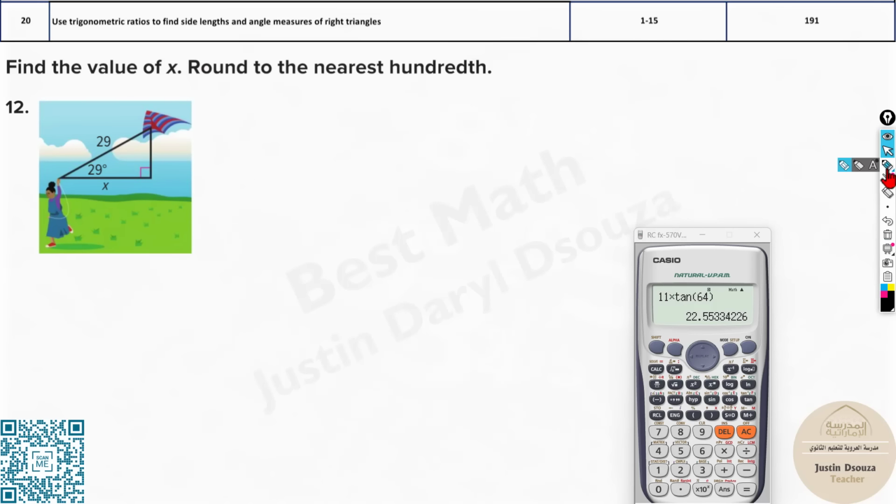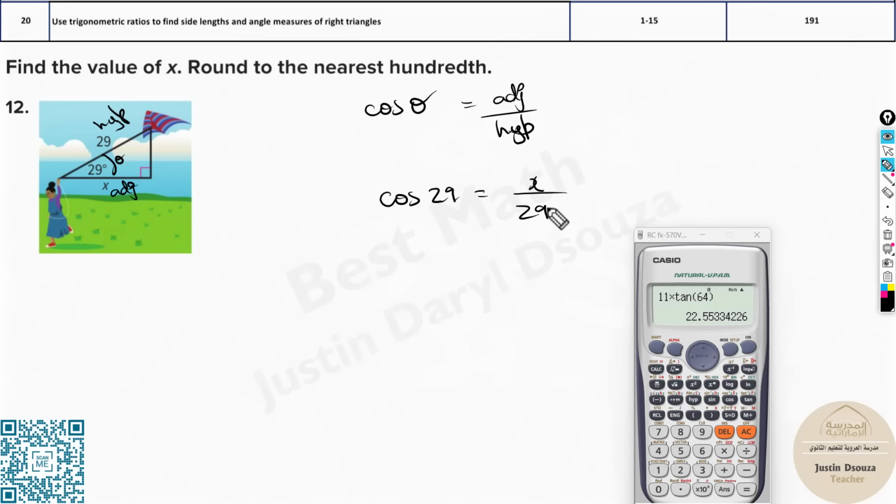And here again we have one more problem. Same, the figure is given, theta, opposite is unknown, hypotenuse is known, and adjacent side is known. Adjacent by hypotenuse is given by cosine theta. So all you need to do over here is cosine 29 degrees will be equal to adjacent, x, by hypotenuse 29. So what I'll do is, you can take this 29 to the other side and multiply it with cosine 29 degrees, and the answer is 25.36.